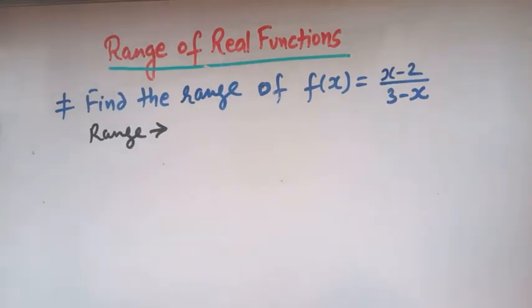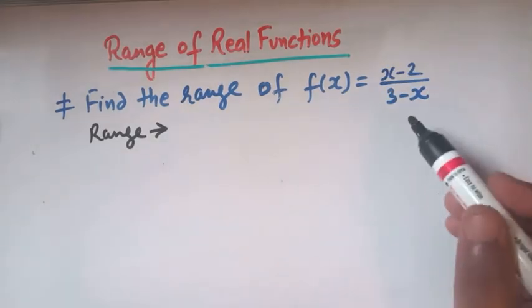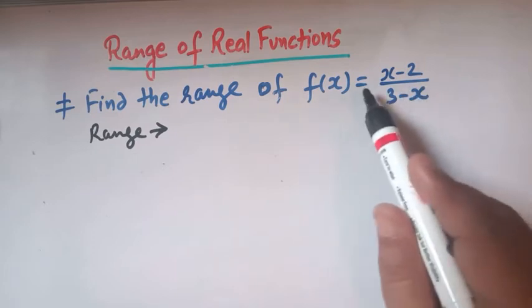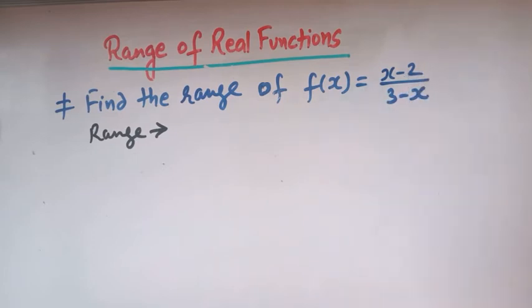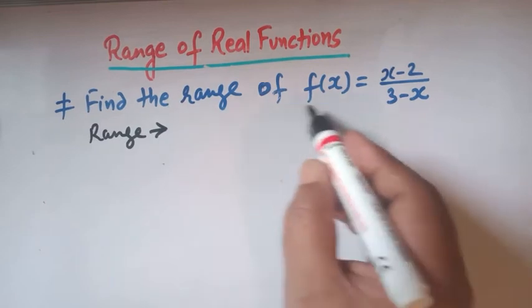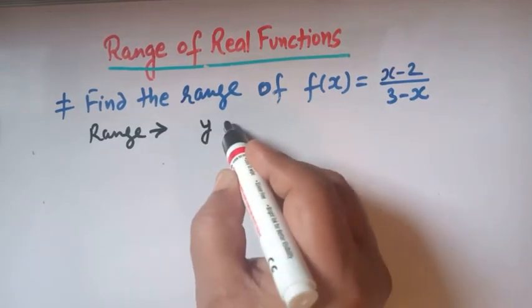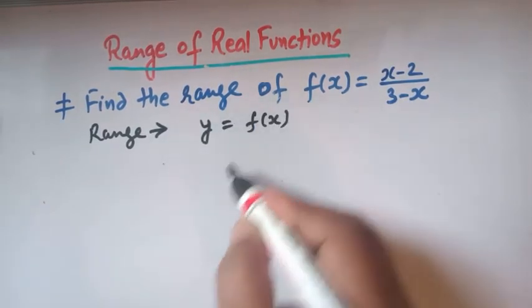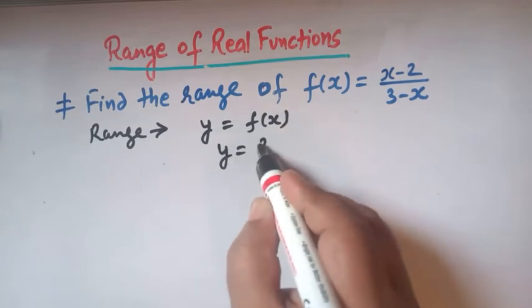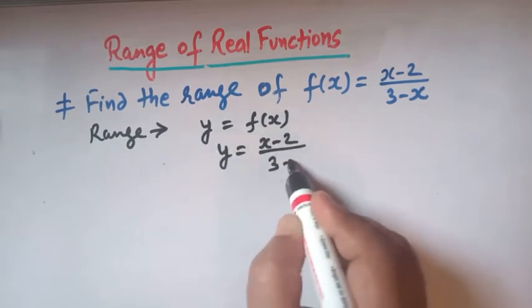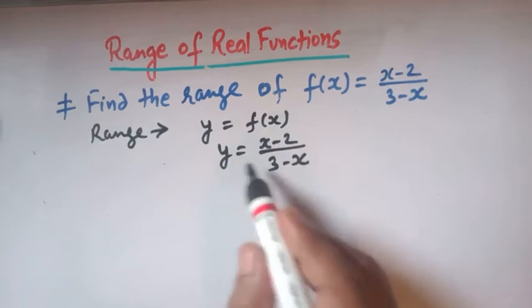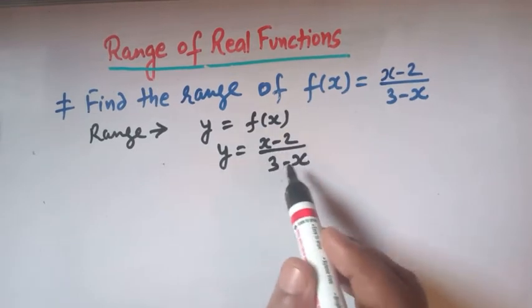Now let us find the range of this function. f(x) is equal to (x minus 2) over (3 minus x). So we will assume f(x) is equal to y. So we will write y is equal to f(x), and y is equal to (x minus 2) over (3 minus x). Now we will solve this equation for x.